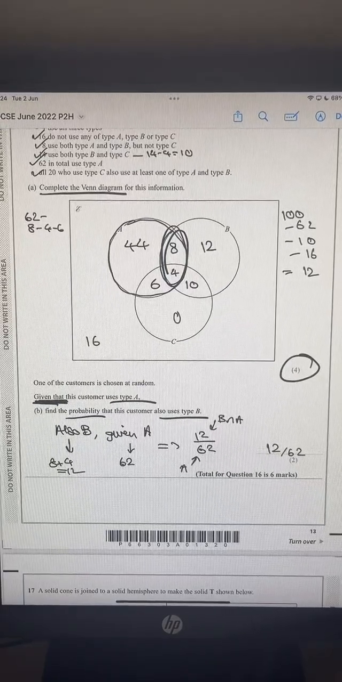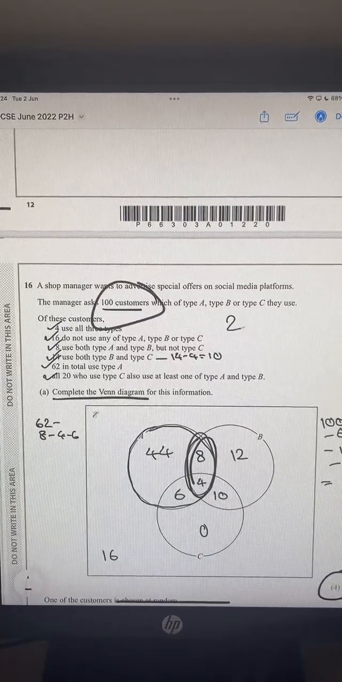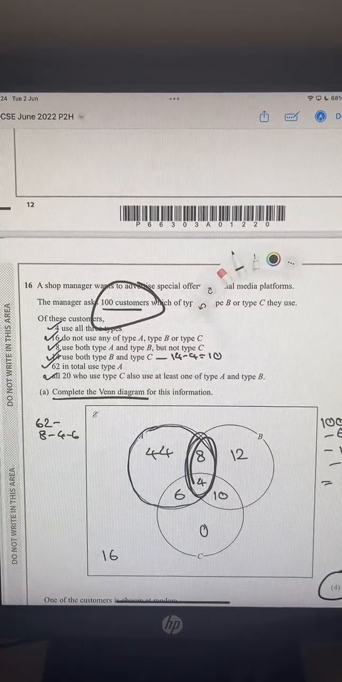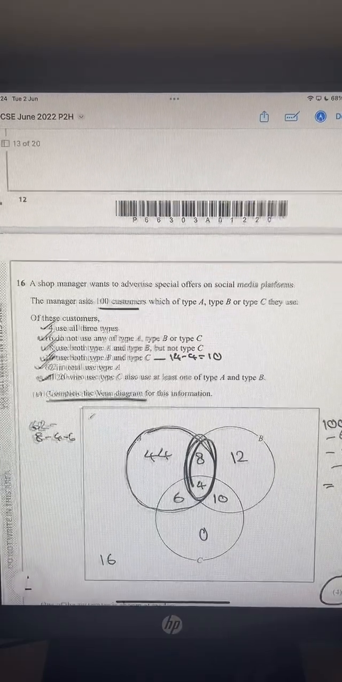100 is a set total. Everything adds to 100. So yeah, this one is because we have 100 customers. If it was like 200 customers, then all of these numbers have to add up to 200. So they'll tell you the total if you need to use that to figure it out.